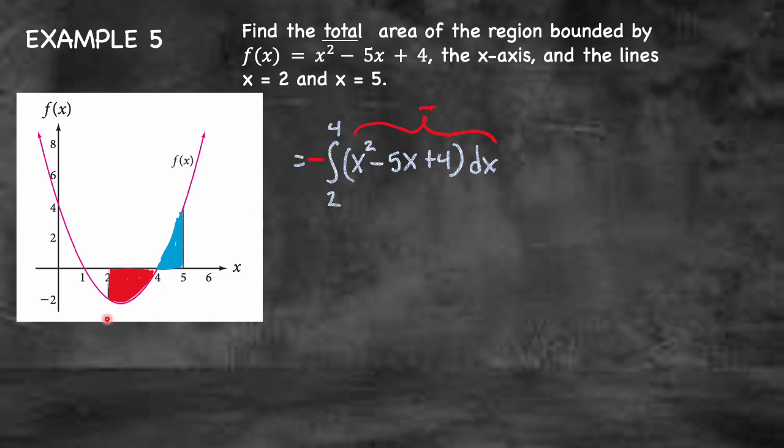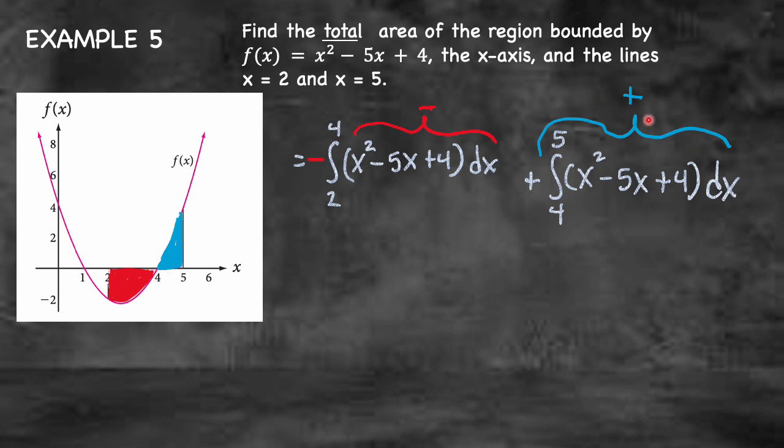So we have the area in red. I'm trying to color code it here so you can follow along. The area in red is what's below the x-axis. So that's negative, but we want to make sure that it comes out positive, so we're going to negate it by sticking this extra negative in here. And that area goes from 2 to 4. So I'm going to set up my integral from 2 to 4.